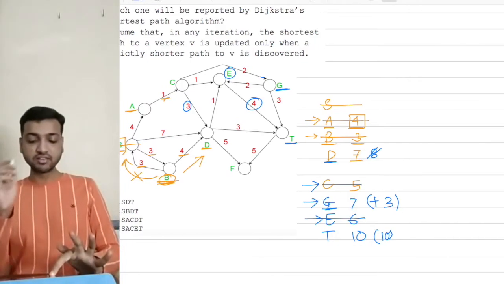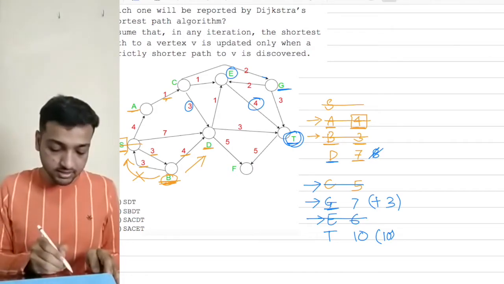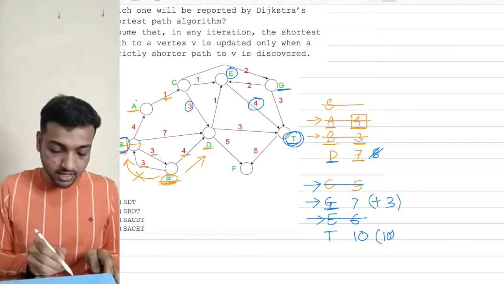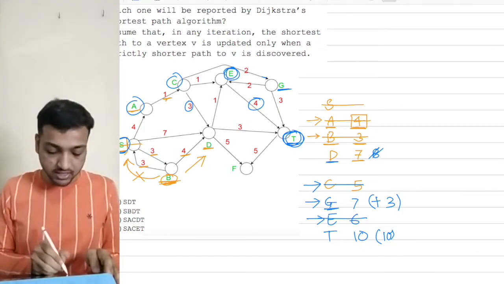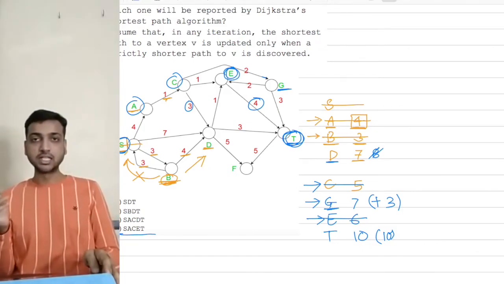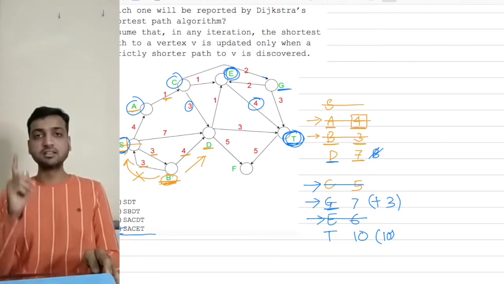Okay. So thus we have seen that to reach the node T, we came from S, from A to C to E to T. So S, A, C, E, T. These are the nodes that we visited to reach T. So option D is the right answer.